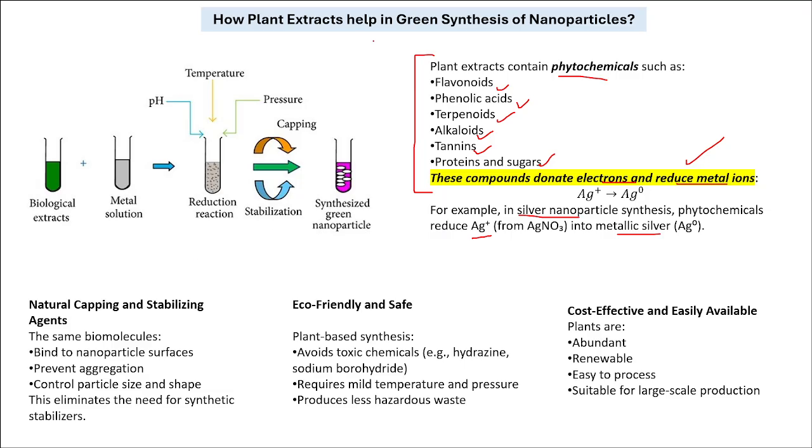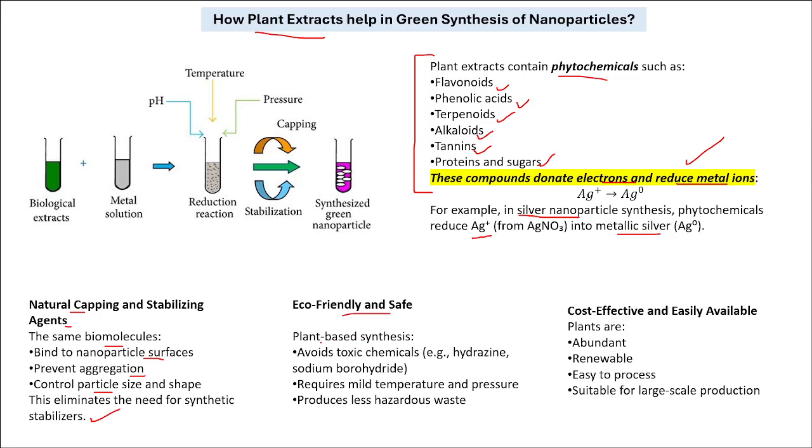So why do we use plant extracts and why are these natural sources more preferred? Because they have natural capping and stabilizing agents. The same biomolecules bind to the nanoparticle surface and also act as a capping agent, which prevents aggregation. Then we can control particle size and shape. This eliminates the need for synthetic stabilizers because they act as both capping and stabilizing agents. So we do not need surfactants or any other synthetic stabilizers.